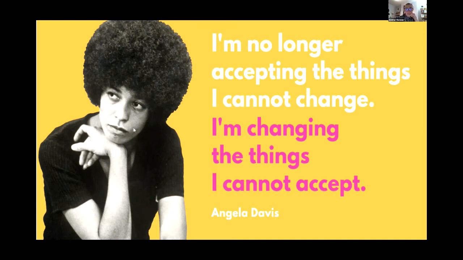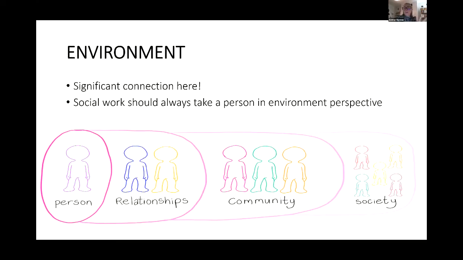I actually went for, in the E, I went for environment. I was thinking about a person in environment perspective is a key thing that we need to do as social workers. It's systems theory, isn't it? We're thinking systemically here, but the person in environment perspective is key. It's really what sets us apart from other people.